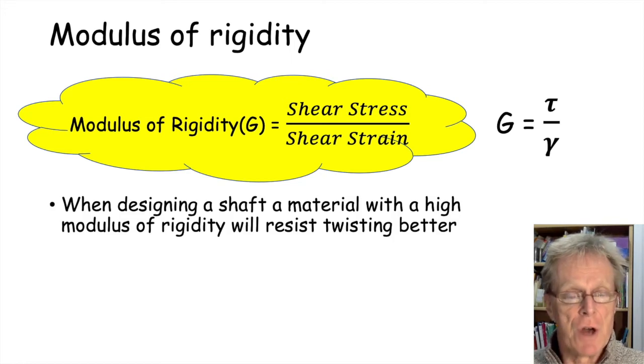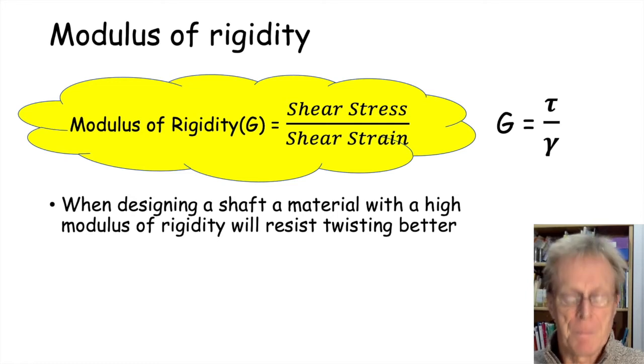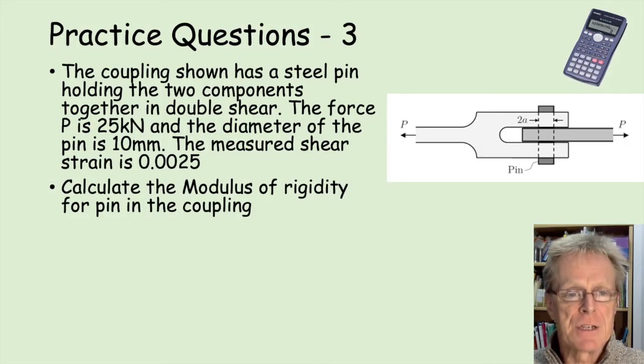Just to remind you though, that when you're designing a shaft for a gearbox or something like that, a material with a high modulus of rigidity will resist twisting better, which is normally desirable in, for example, a gearbox or an engine. So here's a question for you to have a go at, which combines all the ideas we've done this particular lesson. And so a coupling shown, and there's the coupling there, has a steel pin holding the two components together in double shear.